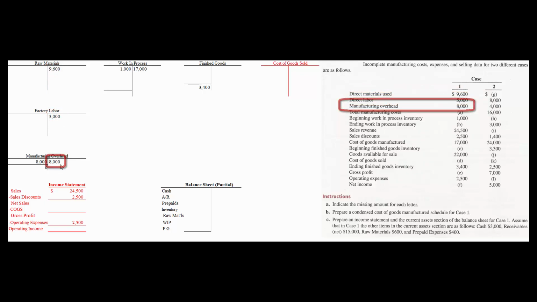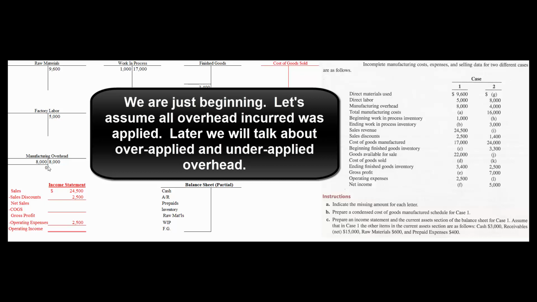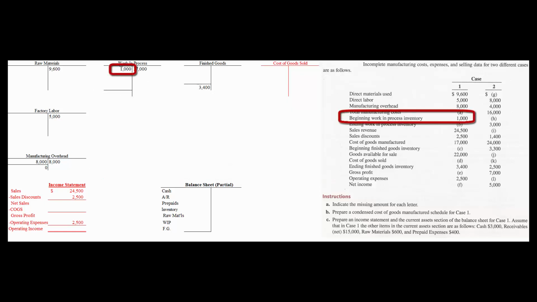In this example, I'm going to assume that all overhead that was incurred got applied. Later on, we'll realize that there's rules for applying overhead, and it may not all get applied in every month, but this time, because we're just starting, let's assume that all $8,000 worth of overhead moved into work in process. It tells us that the beginning work in process, the stuff left over from last month, has costs of $1,000.